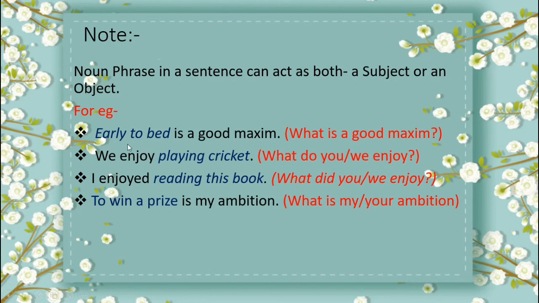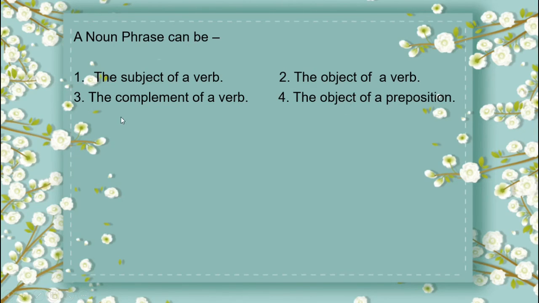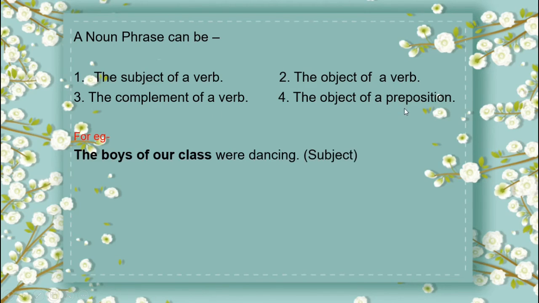Let's now see the position of the noun phrase. In the first sentence, the noun phrase is acting as a subject, while in the second, it is acting as an object. In the third, as well, it is an object, and in the fourth, it is a subject again. Students, a noun phrase can be the subject of a verb, the object of a verb, the complement of a verb, or the object of a preposition. Let's see a few examples.